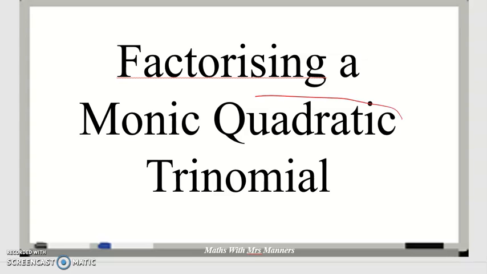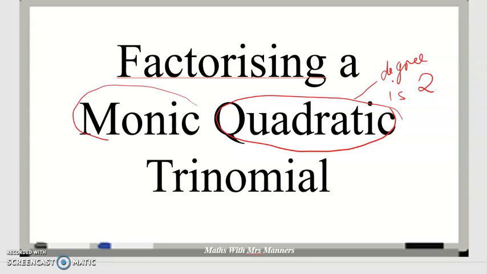Quadratic just refers to the fact that the degree, or the highest power of your algebraic expression, must be 2. That means you must have an x squared term, and you can have terms that have a power less than x squared, but you cannot have a power higher than x squared.